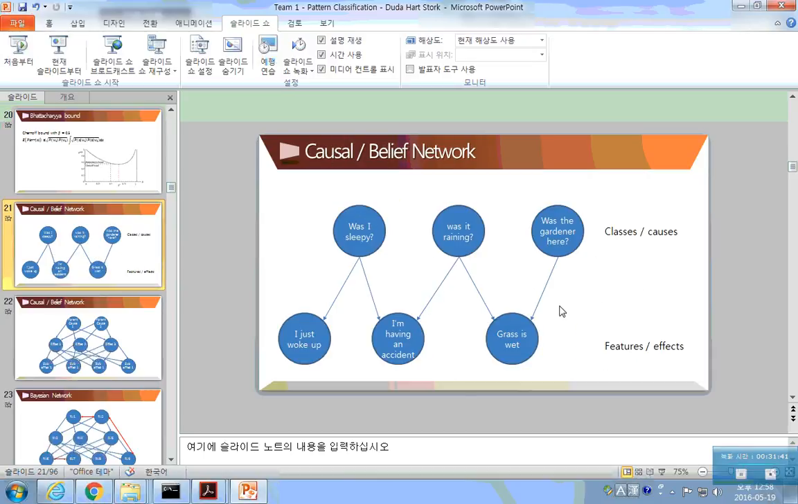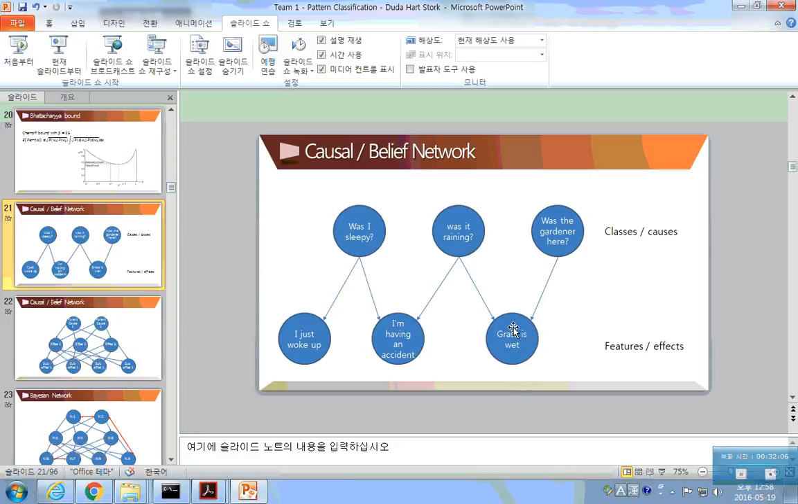A belief network is a network in which we can think of cause and effect. So if I am sleeping, for example, I can just wake up, or I can have an accident if I'm driving and sleeping at the same time. So there can be some cause and effect. Usually we don't know the causes. We can only measure the effect, but we can do an inference based on the effect.